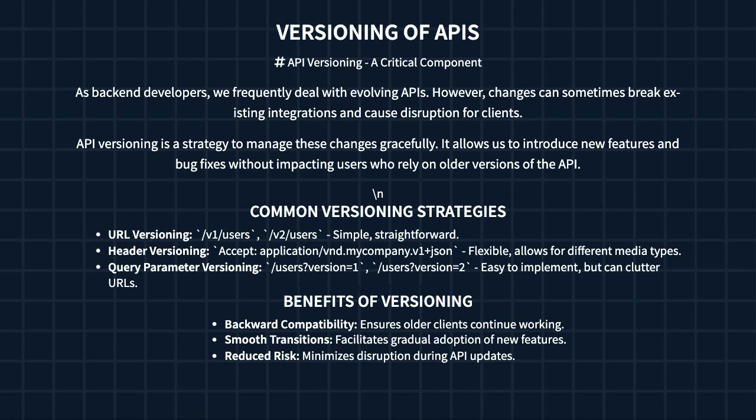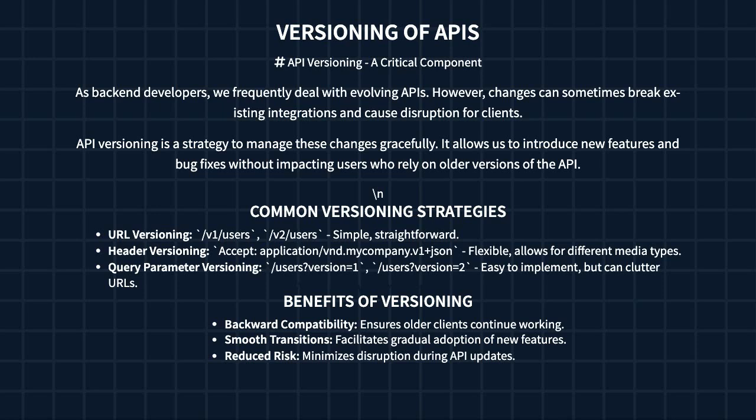One common approach is simply adding version numbers to the URL itself, like /v1/users. Alternatively, you could use headers or query parameters. The key takeaway is that thoughtful versioning helps maintain backward compatibility, making transitions smoother and reducing the risk of problems for your clients.